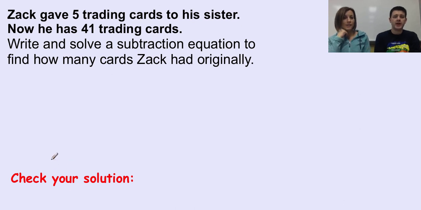Yeah, so pause for a second, write down the whole problem, and then hit play, and we'll talk you through how to solve it. All right, so Zach gave 5 trading cards to his sister. Now he has 41 trading cards. Write and solve a subtraction equation to find out how many cards Zach had originally.